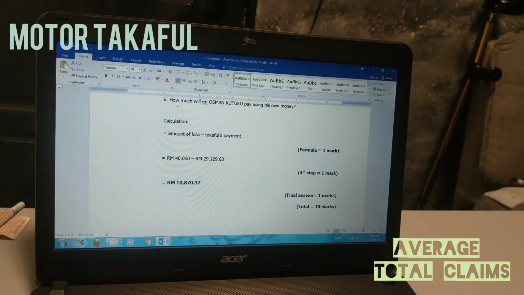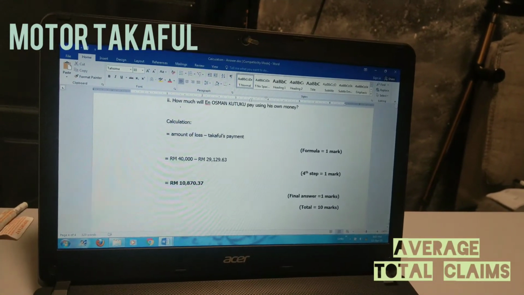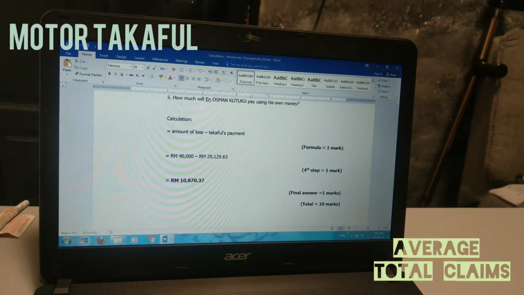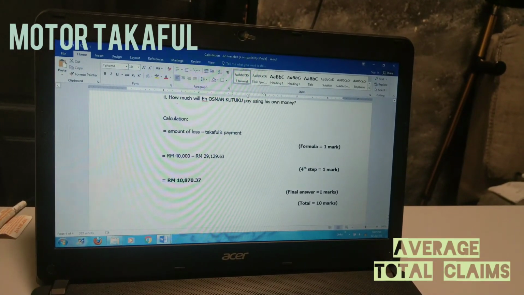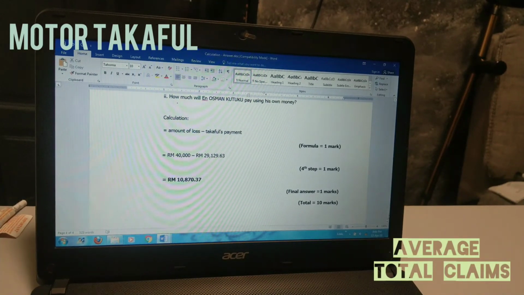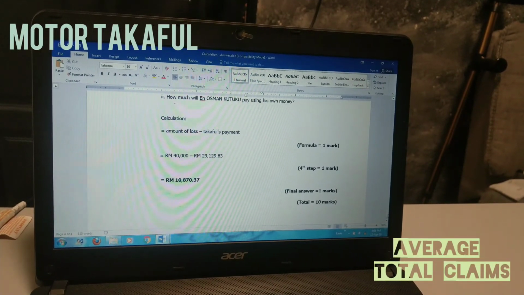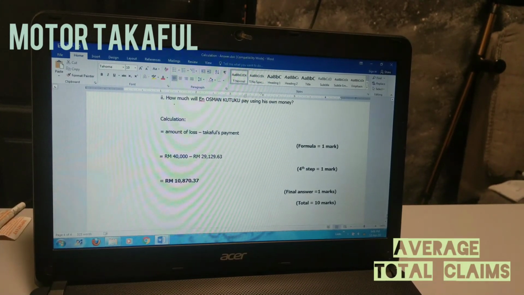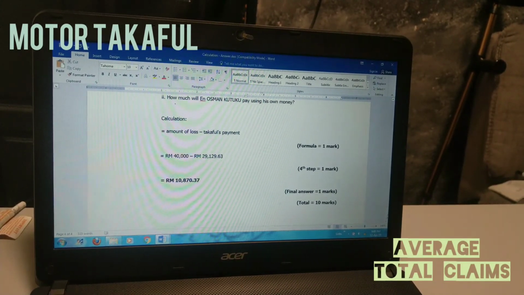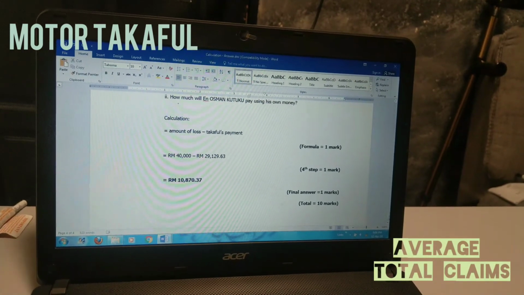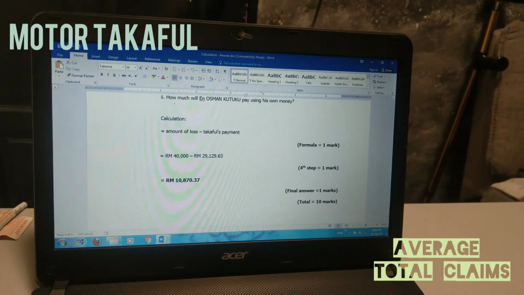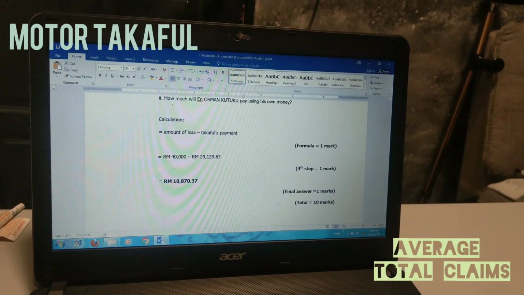I believe the average total claim is much simpler compared to the motor premium calculation. However, please, you must memorize both formulas because the formula will not be given in the final exam. And please proceed with the other questions given in my handout, and inshallah we will continue it in our class very soon.